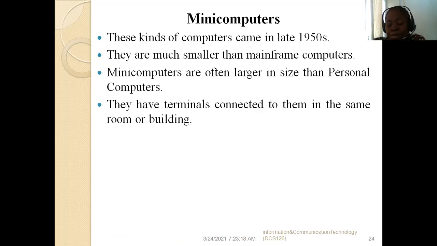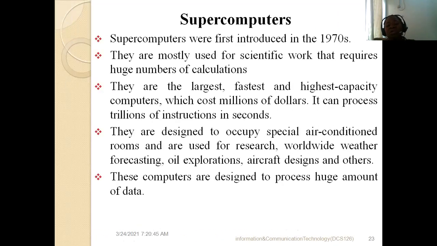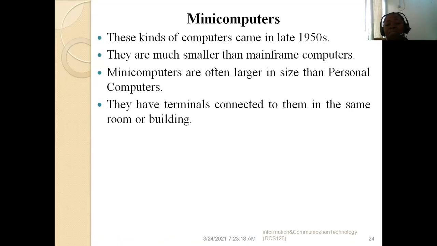Now, between mainframes and supercomputers, which one is larger in size? From the slide, you can see that supercomputers are the largest, the fastest, and highest capacity computer. So whatever mainframe can do, supercomputers can do much more.